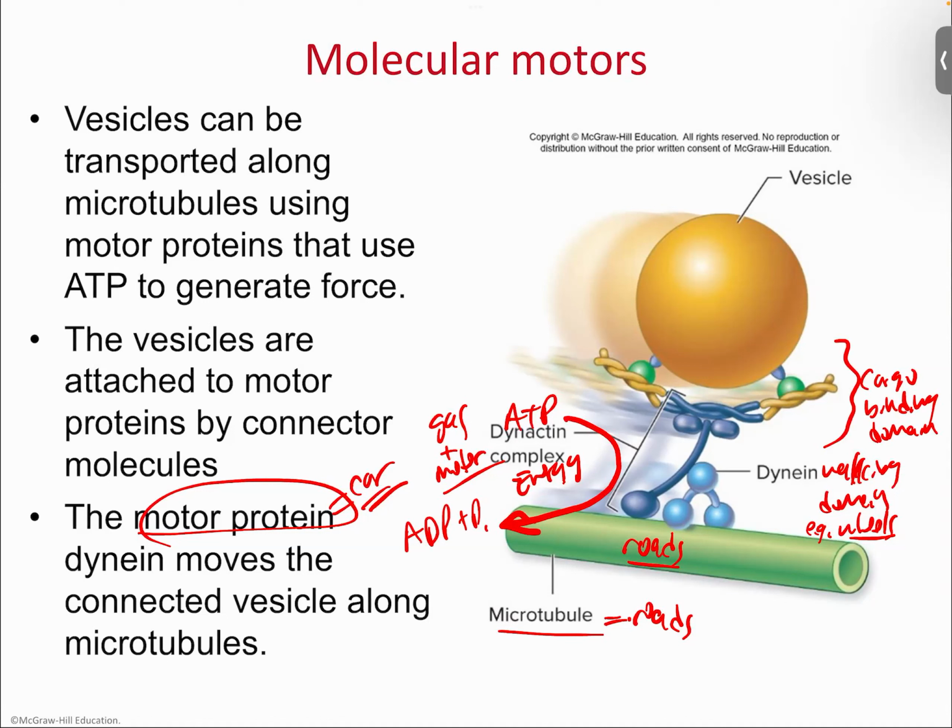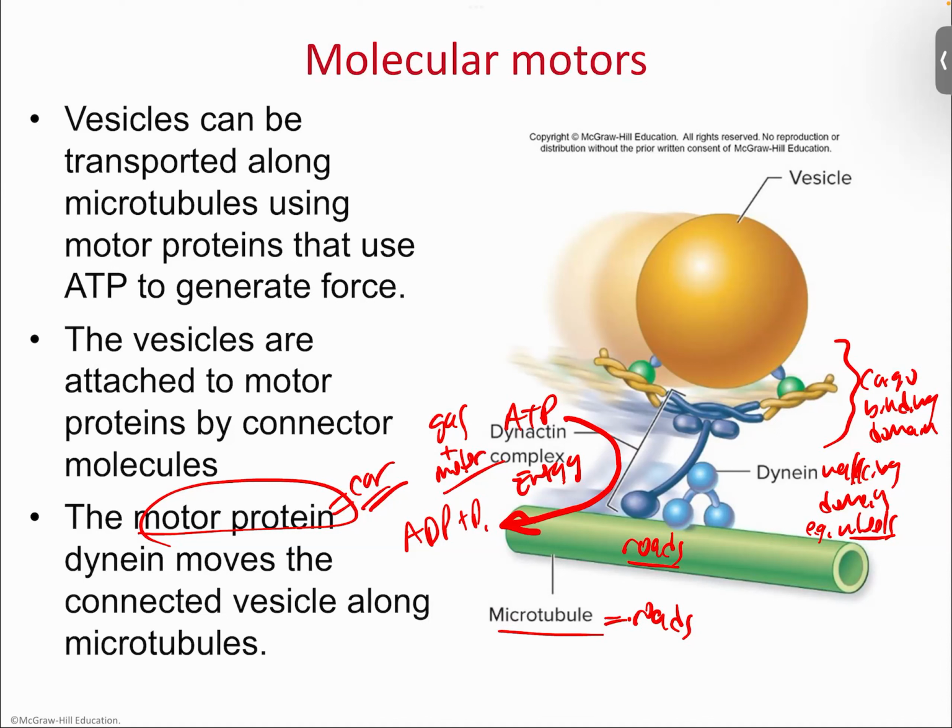Just like there's a motor domain associated with the motor proteins that requires ATP in order to do this. And there's a cargo binding domain. The cabin of the car is a cargo binding domain, just like there's a cargo binding domain associated with the motor protein. So you have all of these.